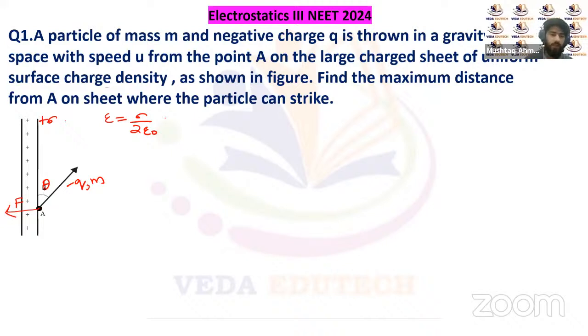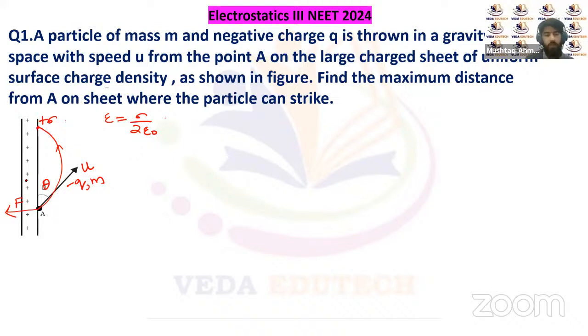Now you can see there is a constant force at an angle of theta with respect to the initial velocity u. Then this charged mass is going to follow a parabolic path. So this will be the path of this charged particle, and it will strike somewhere here. We have to find the maximum distance from A on the sheet where the particle can strike.